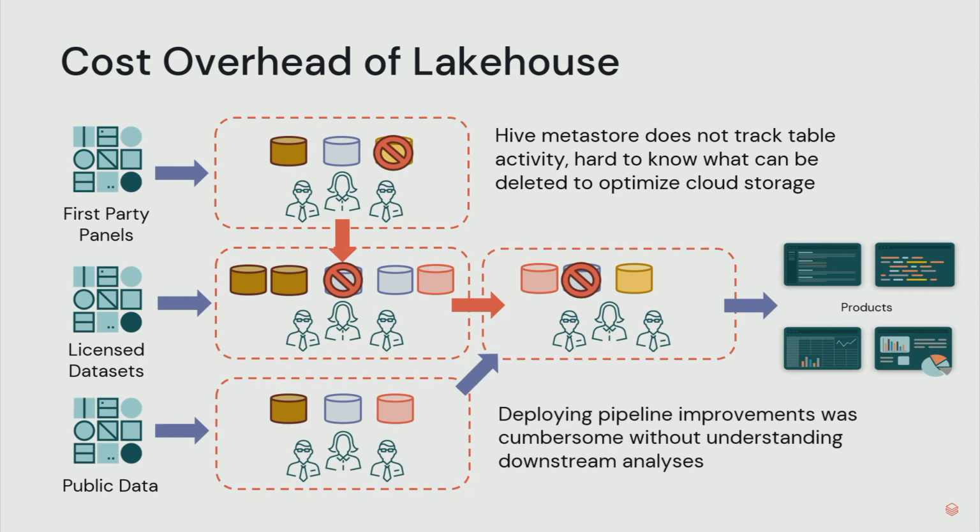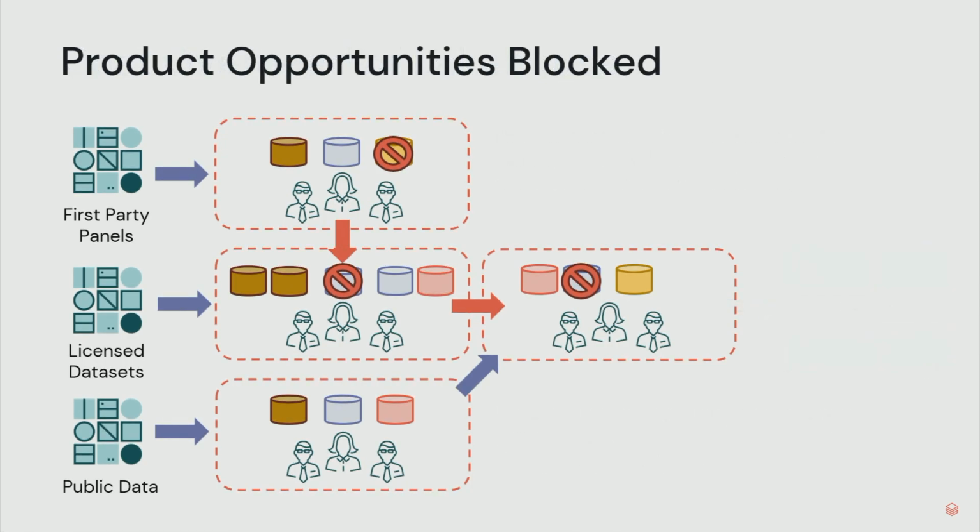And deploying pipeline improvements, so for all of the tables and pipelines that were actively being used, it was still challenging because teams didn't really know from one another how those tables were being used. If they're going to make a change, is it going to break something downstream? It's a massive organization, and there's a lot of data exchanging happening, and so it became very challenging to deploy improvements. And additionally, all of these problems started to bleed into our product and top-line growth.